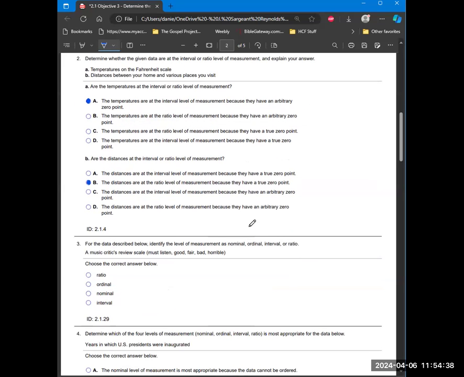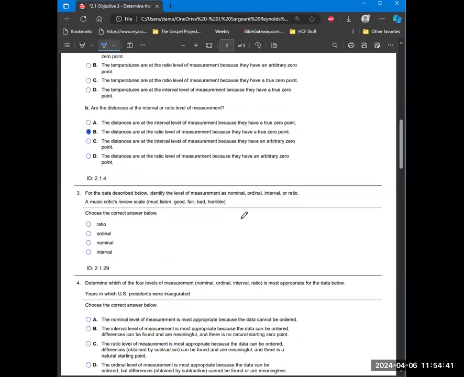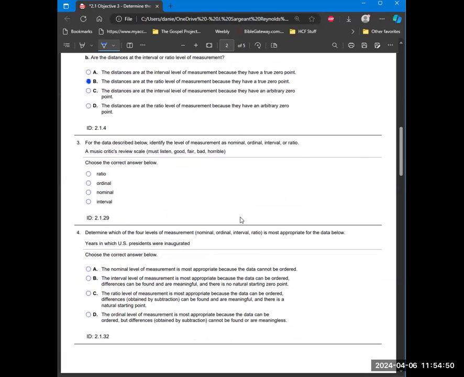So for the data described below, identify the level of measurement as nominal, ordinal, interval, or ratio. A music critic's review scale: must listen, good, fair, bad, horrible. So this is something that we could probably rank here from low to high. So that would be ordinal, even though we haven't given it numeric values, on a scale of 0 to 10 or 0 to 5 or 1 to 10 or 1 to 5 or whatever. We could put those in order. We could assign them such values if we wanted to, because we understand which one of those words is better or worse than the other words.